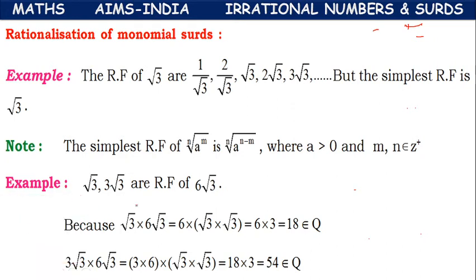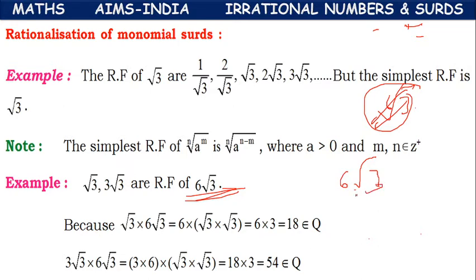Next, suppose we have 6 root 3. It is 6 root 3, where 6 is the multiple. We need a rationalizing factor. Let's take it for root 3. What is the rationalizing factor of root 3? Here nothing is written, which means the order is 2. So it is square root 3.